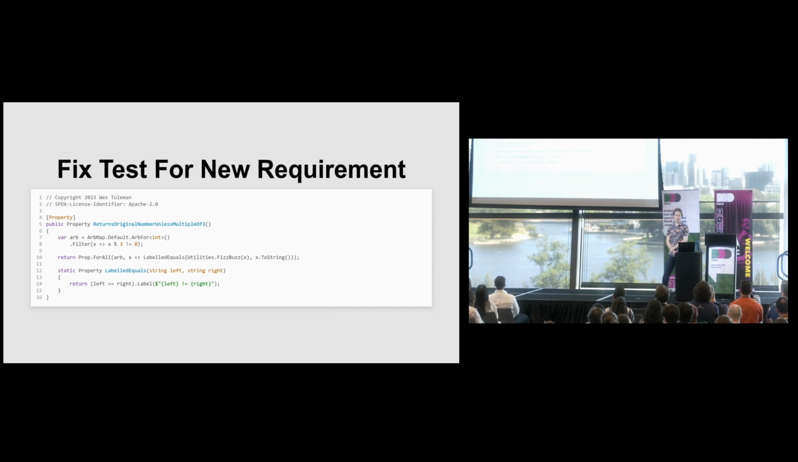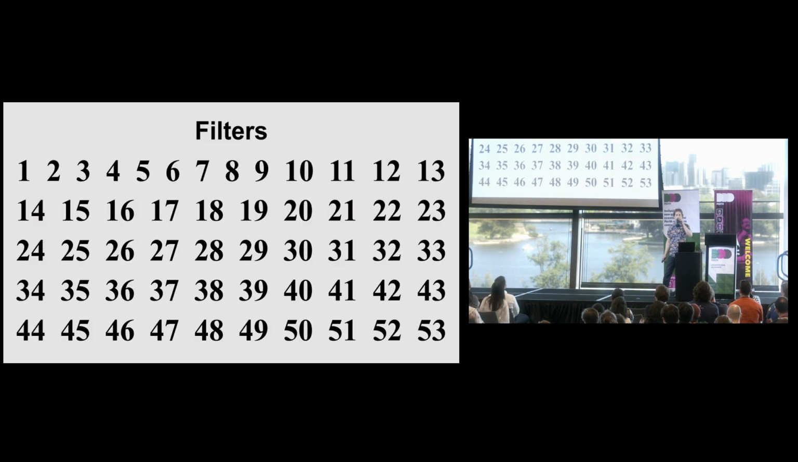We're going to fix the test for the new requirement. We can do this by excluding multiples of 3 from the test data. We can add a filter to restrict our arbitrary to only values that satisfy a condition. Here we're adding a filter that filters out all multiples of 3.